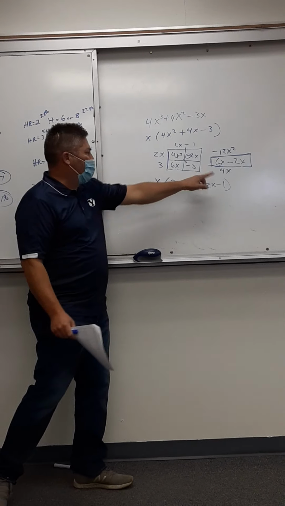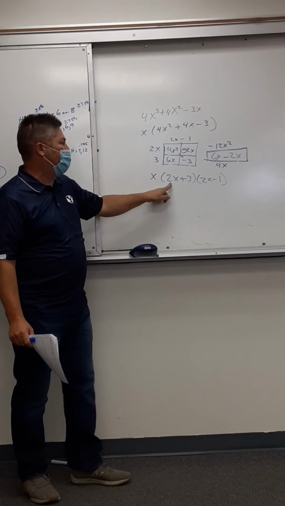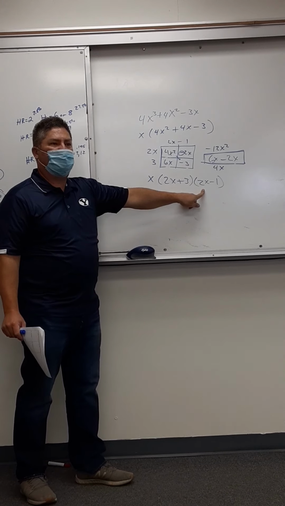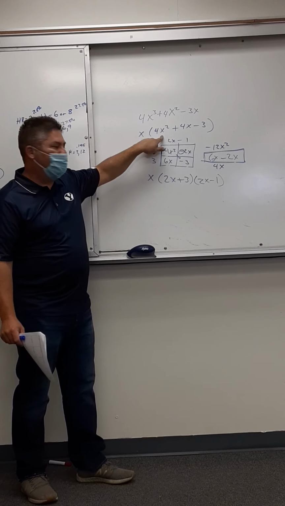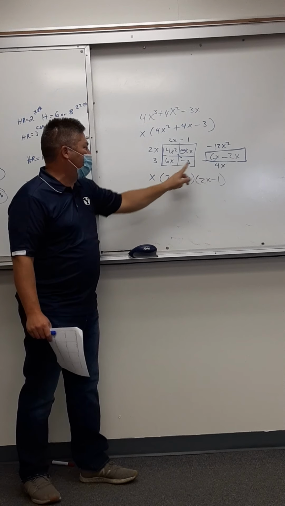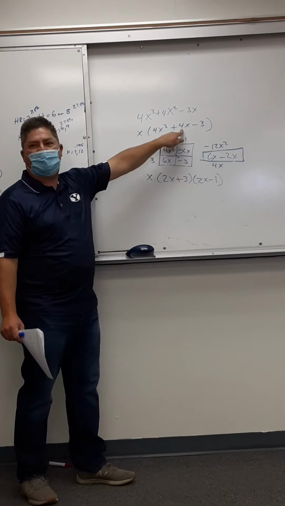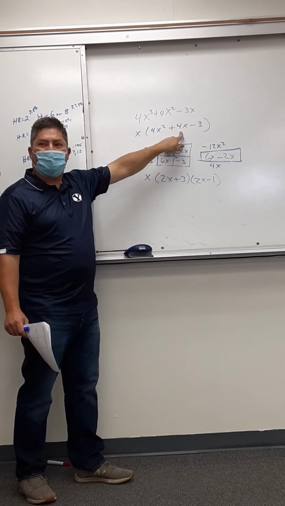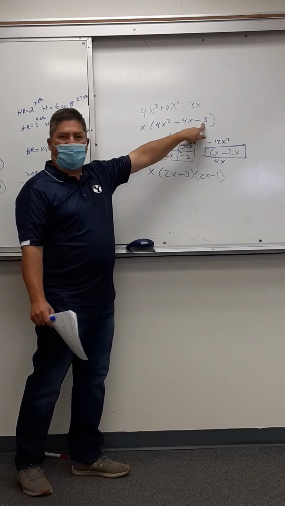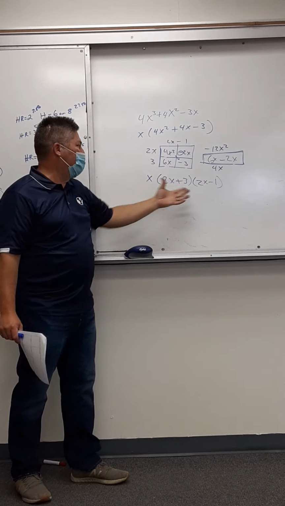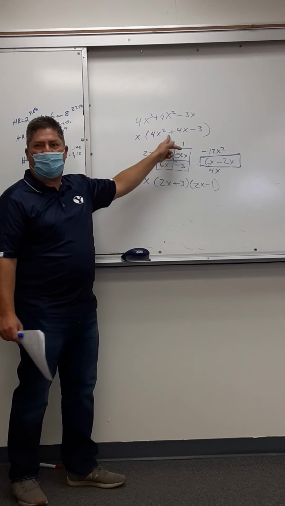If I was to FOIL this or multiply it out, what would that give me? What's 2x times 2x? 4x squared. Hey, it's right there, right? Outside terms, negative 2x plus 6x. What's negative 2x plus 6x? 4x. I get the middle term. Last terms, negative 3. Can you see that? So really, this multiplies to be this.